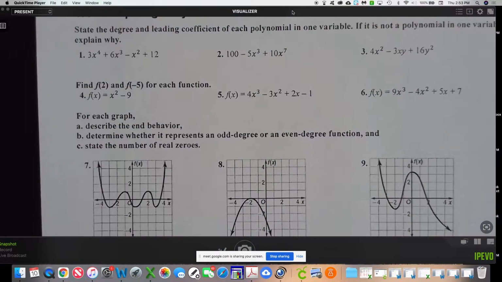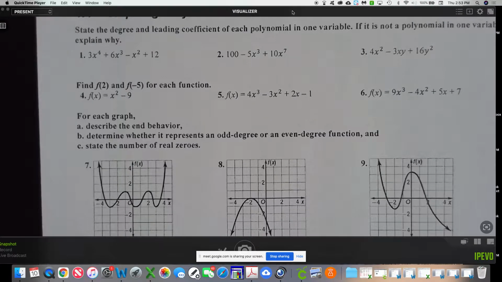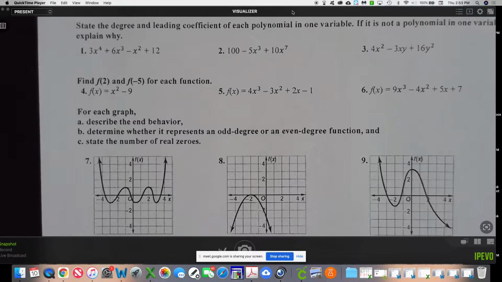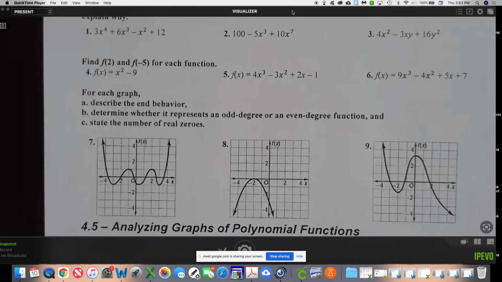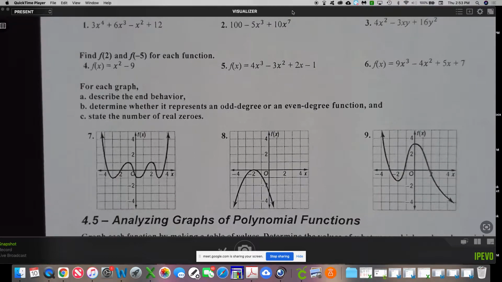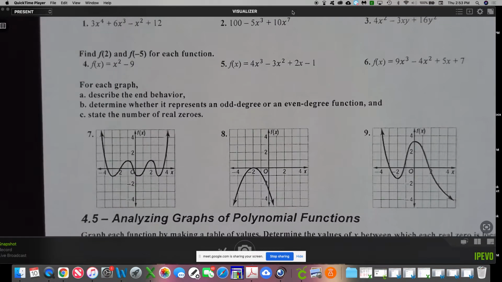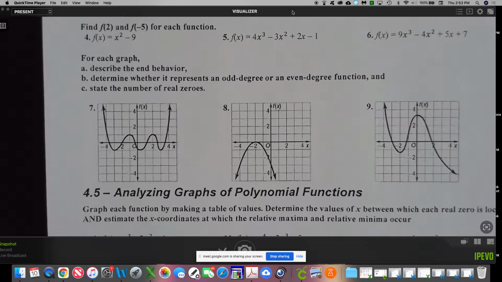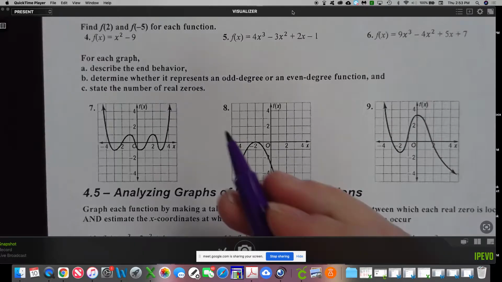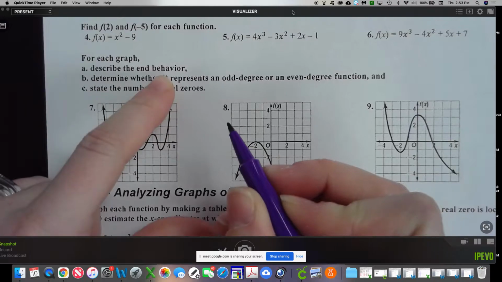Let's do one of those together. You can maybe figure out the other 2. Which one do you want? 8? 7? We'll go through number 8. Okay. Number 8: describe the end behavior as part A. I'm going to write that over here. Let's see part A right here.